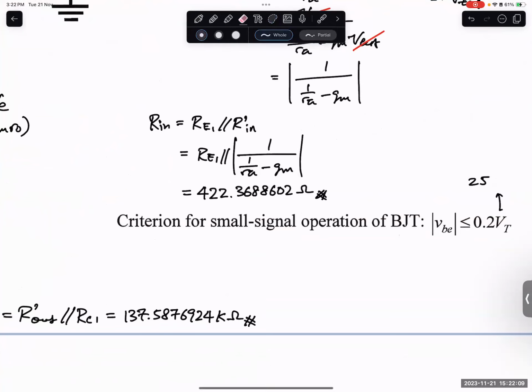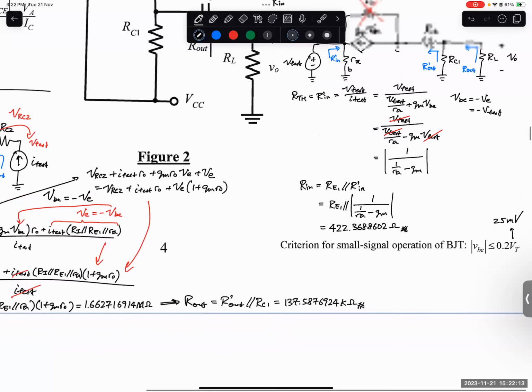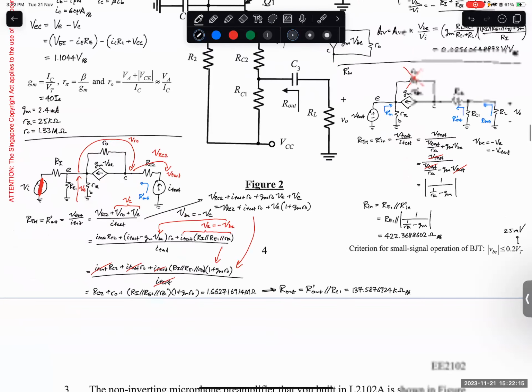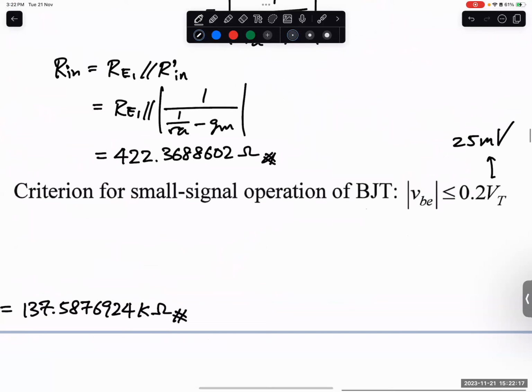Criteria only to find small signal. Small signal, how much point? 2 marks. 3 marks. This one can ignore. Nice. Small signal is 0.2.